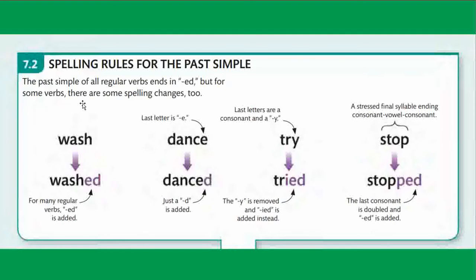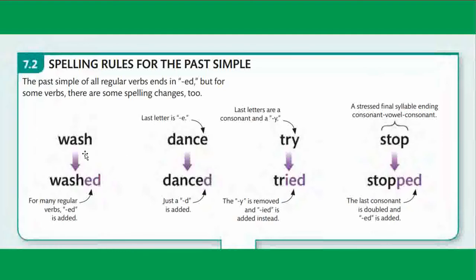But for some verbs, there are some spelling changes too. Now, these spelling changes are for irregular verbs. There are certain words which may have a different rule for spelling changes. We are not just talking about those that change from go to went. We are talking about certain verbs where only a d is added to it, or some change will take place for constructing the past tense.